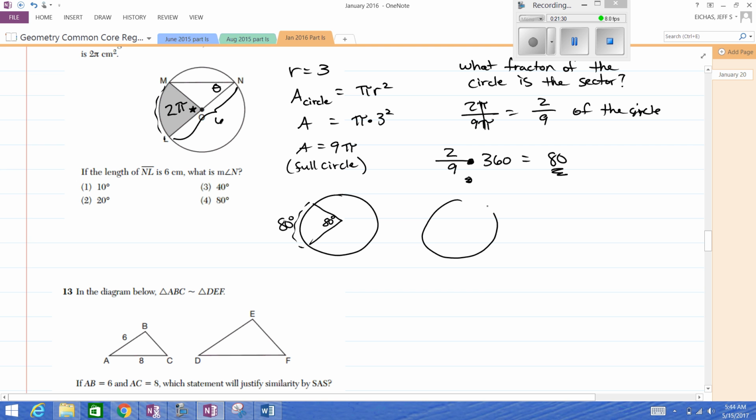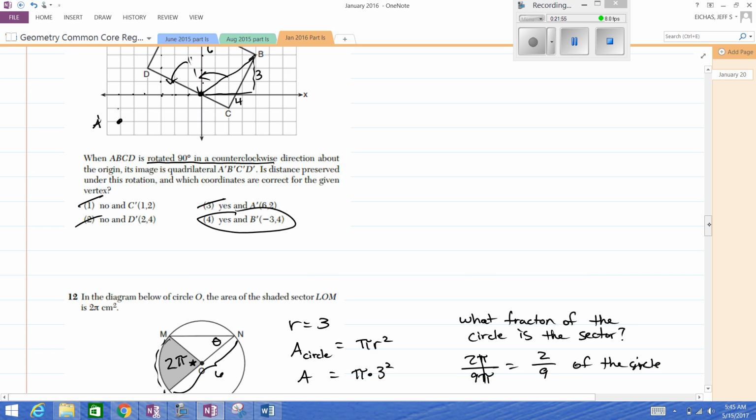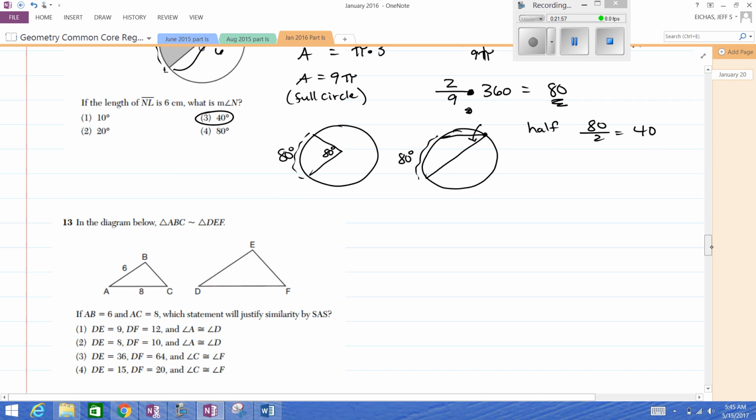But now, we really want the measure of this inscribed angle. It also opens up to, or intercepts, 80 degrees. The relationship here is half. This angle's half of the intercepted arc. So 80 divided by 2 is 40, and we're looking at angle N is 40 degrees. Okay, that's the halfway mark of this exam, and we'll get the other one going here in a minute.